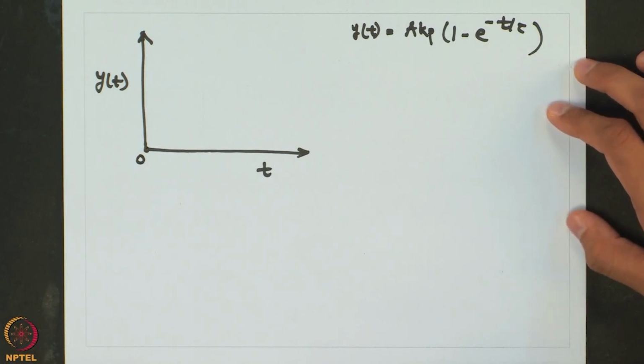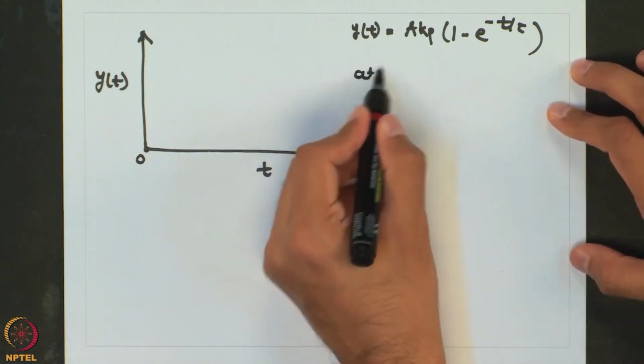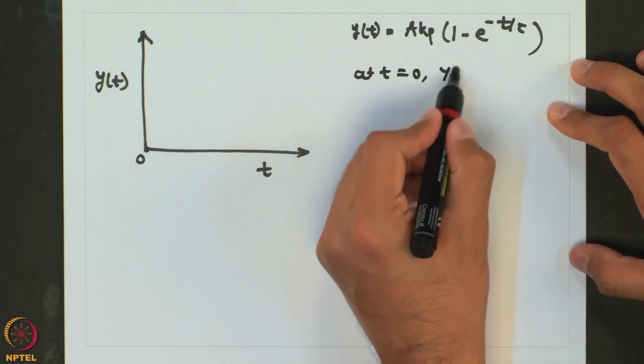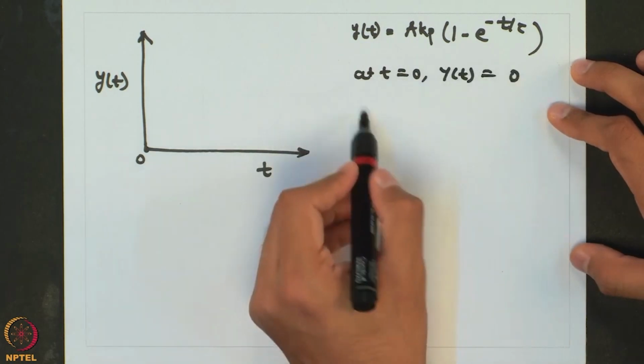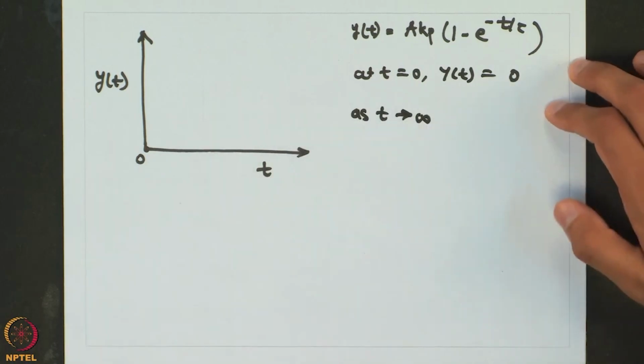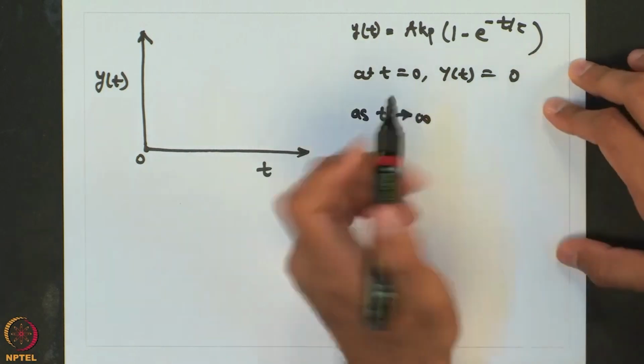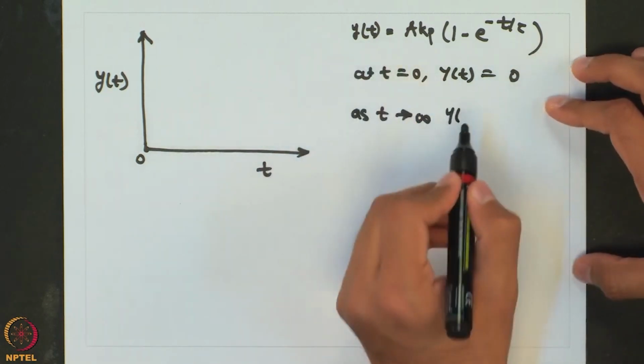Now, let us consider what is the final value of this response. So, let us consider t tending to infinity. As t tends to infinity, e raised to minus t over tau will go to 0. So, the final value of the response will be A Kp.